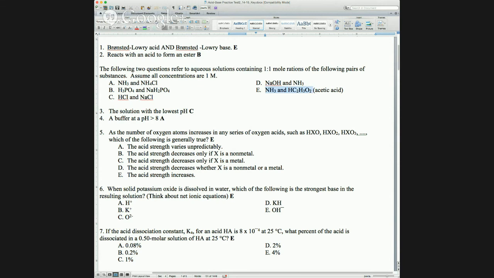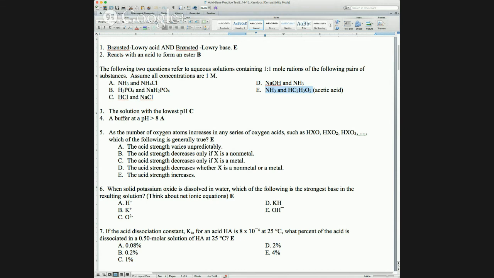So if we start from the lowest to the highest, the lowest would be the HCl, NaCl. Next would be the H3PO4, NaH2PO4. So you have an acid plus a salt. A strong acid plus a salt is going to be the most acidic. A weak acid plus its conjugate salt is going to be the next lowest. The NH3, the ammonia, and the acetic acid, the weak base, weak acid, is going to be neutral. So that's going to be the next one as you're moving up.